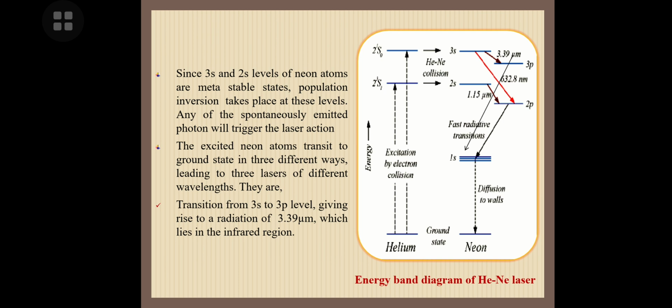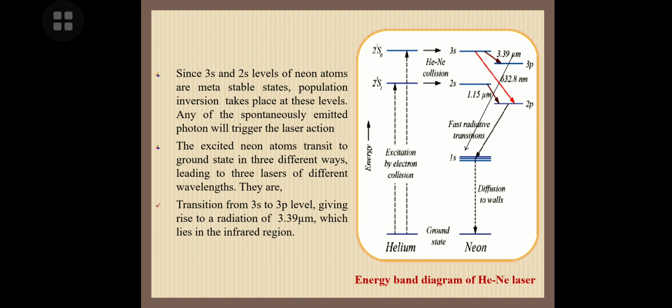Next, the atoms come from 3s to 3p. Here we are getting 3.39 micrometers wavelength light. Next, if the atoms come from 2s to 2p, here we are getting 1.15 micrometers wavelength light. But here the population inversion between 3s and 2p is the 6328. When the transition is from 3s to 2p, we are getting 6328 angstroms wavelength light.